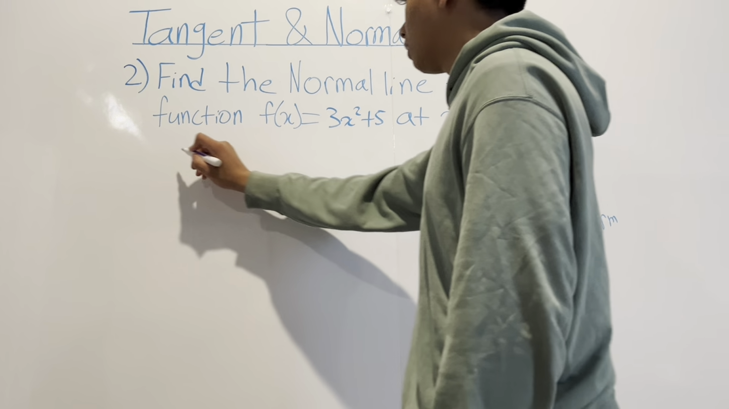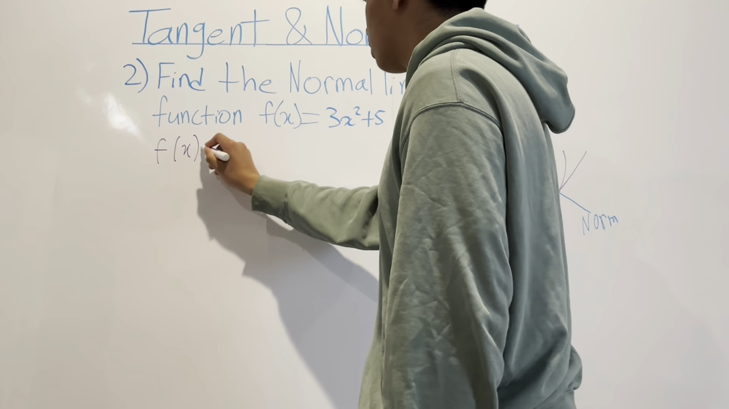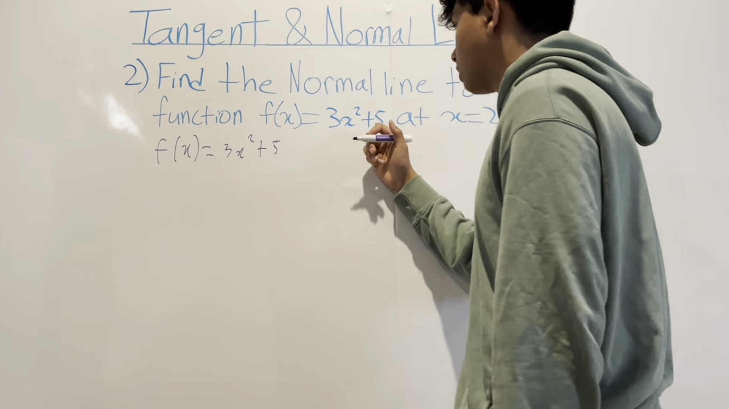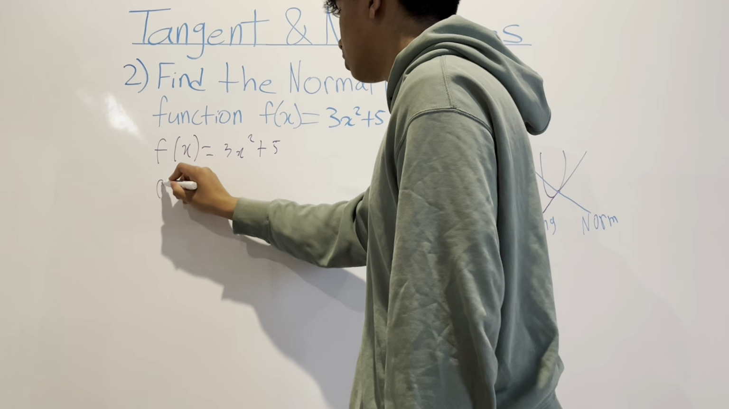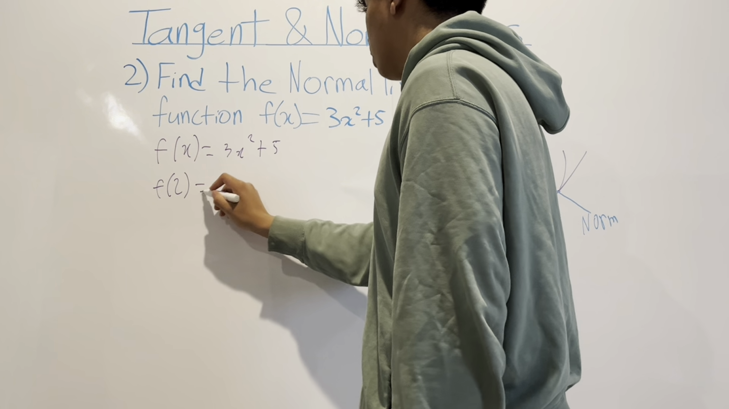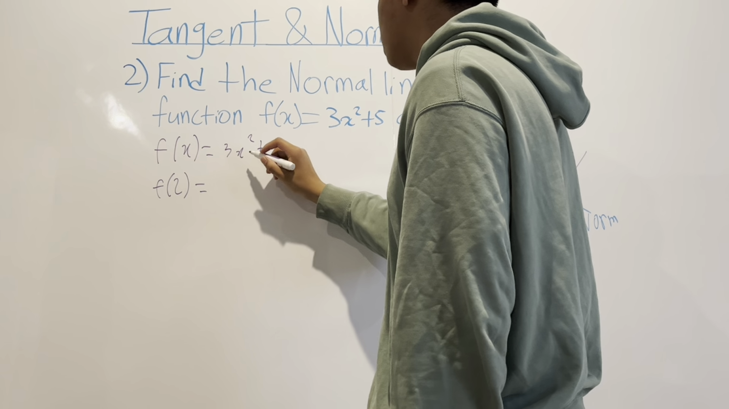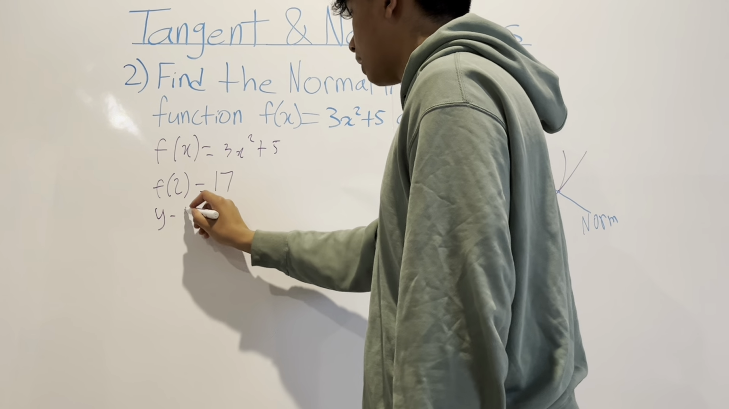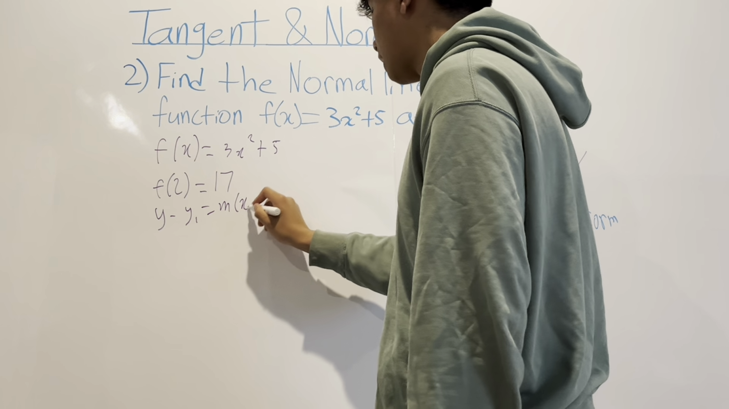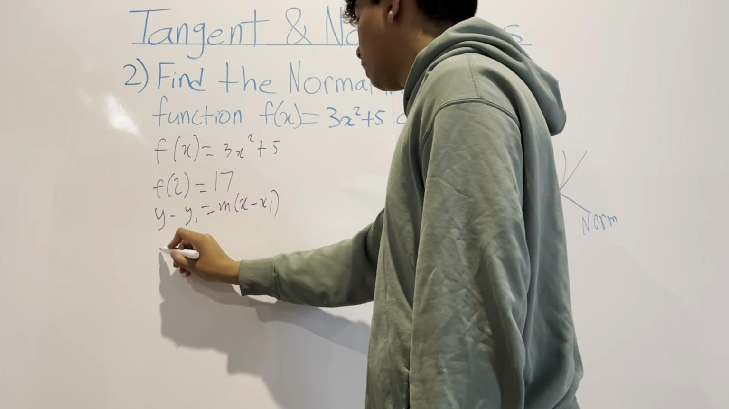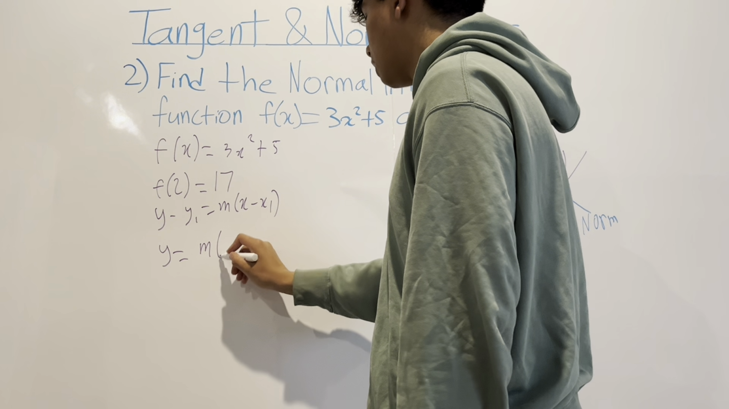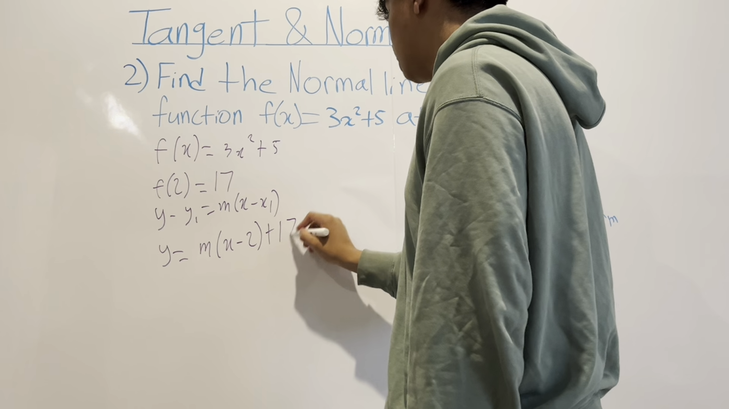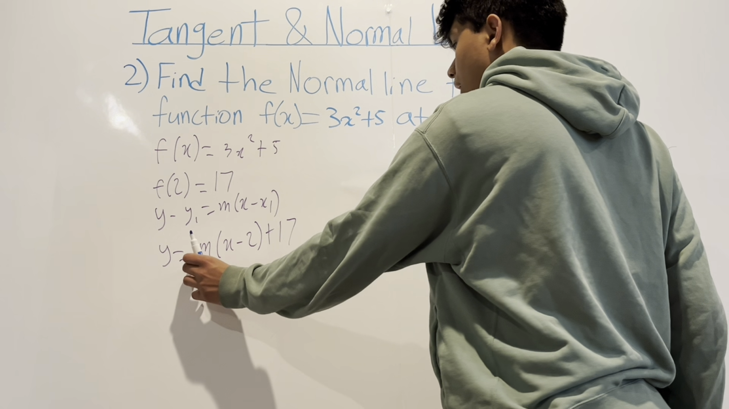So f of x equals 3x squared plus 5. And we're given that x equals 2. So to find the y value, we need to just do f of 2. So 3 times 2 squared is 4 times 3, so 12, plus 5 is 17. So y minus y1 equals m times x minus x1. y equals m times x minus 2 plus 17. And remember, we're first going to find m, but that's not going to be our final answer.